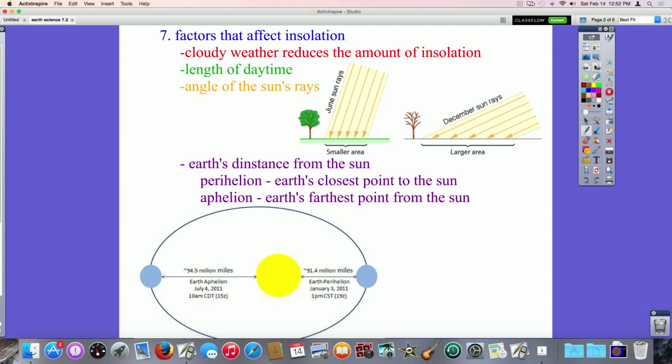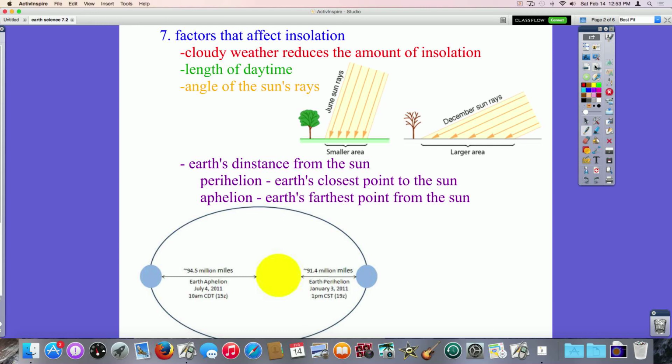from the sun. The Earth's closest point is perihelion, because the Earth does not orbit the sun in a perfect circle. It's more of an oval shape. So there is a period where we're closest to the sun, and a period when we're farthest from the sun. Perihelion is that closest point. In 2011, that was January 3rd, 91.4 million miles.